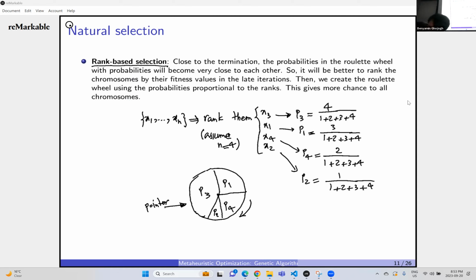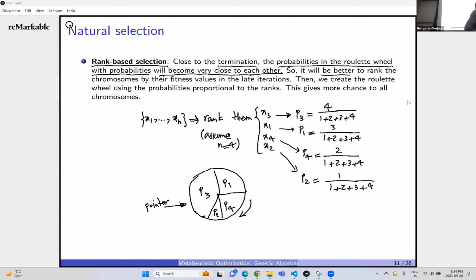So another way to do natural selection is rank-based selection. It's close to the termination, close to the end of the algorithm. The more iterations you have gone, the probabilities in the roulette wheel will become very close to each other. Do you agree with that? Because initially chromosomes are sparse, but they gradually converge to each other, right? Because they are getting adapted to the environment, so they become similar to each other. The races will mix, they become more similar to each other, so the probabilities will be the same.